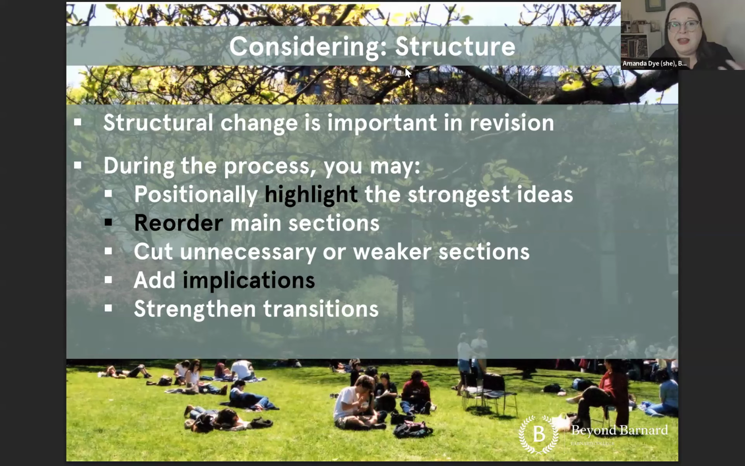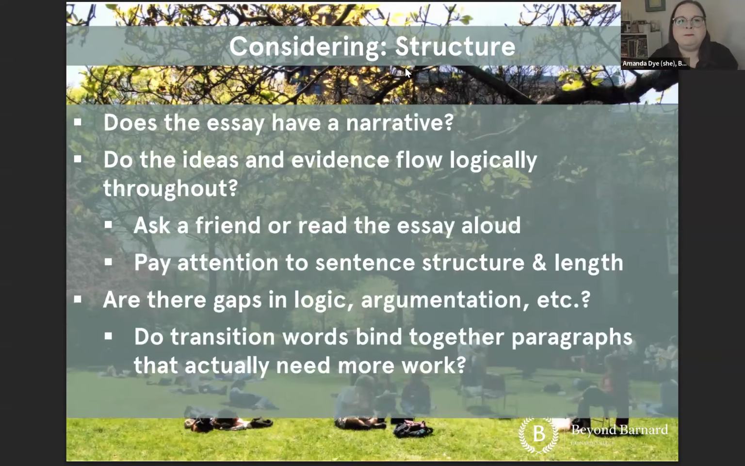Structural change means cutting extra details, cutting information that you don't need in order to get your point across. It may mean adding implications. Like I talked about before, if you're telling a story, but you're not really helping the reader understand why that story is particularly relevant, why you're sharing it in this space, adding implications may need to happen. And then you may also want to strengthen transitions. If you're moving between ideas in the essay, you want to make sure that the reader is following you very closely and easily. And sometimes transitions can be hard and take a little bit of work to work out.